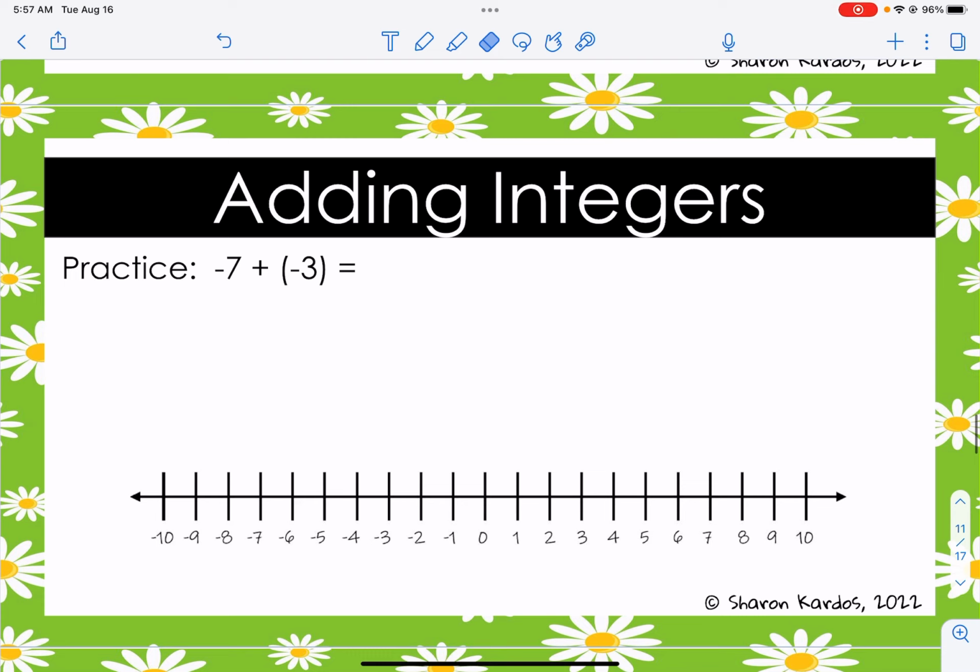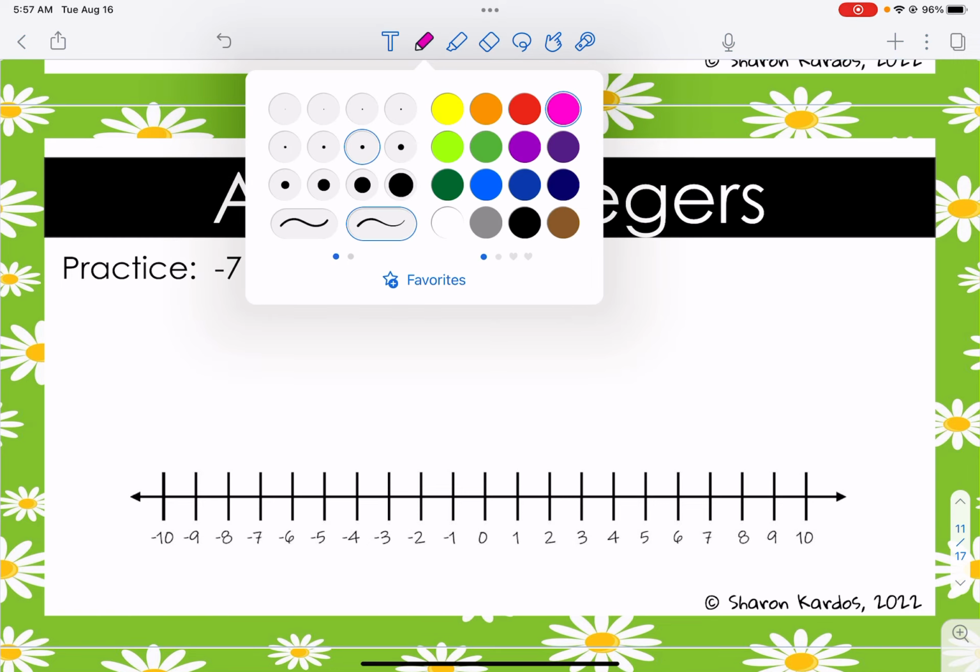So let's try another practice problem. Pause the video, try it yourself using the number line, and then if you need to, you can restart the video. Okay, so I'm going to draw it. I'm just going to use straight arrows and not the hops, just to save a little bit of time here.